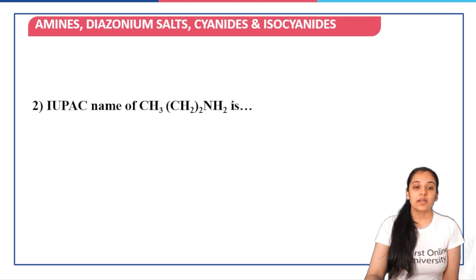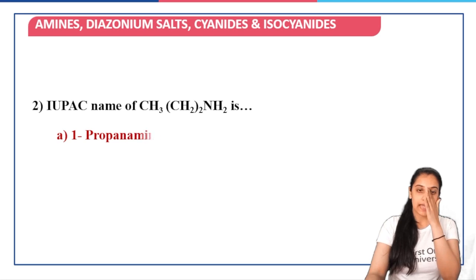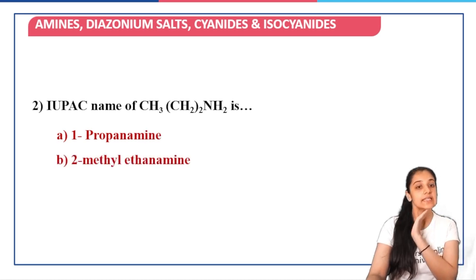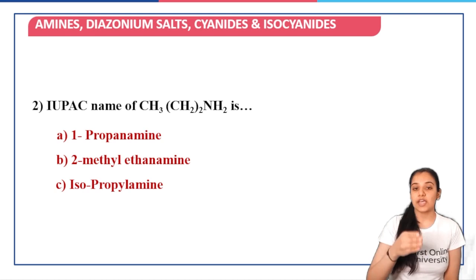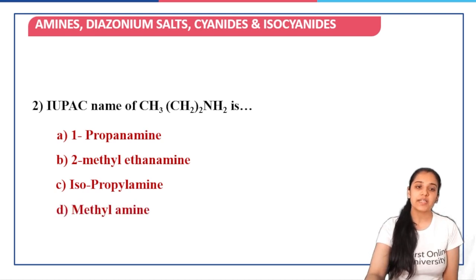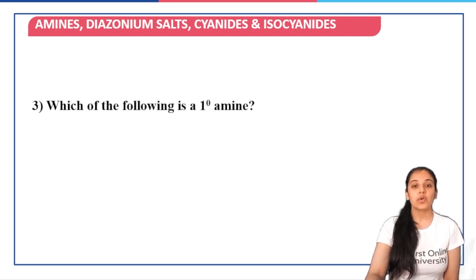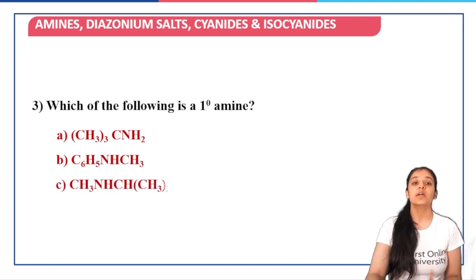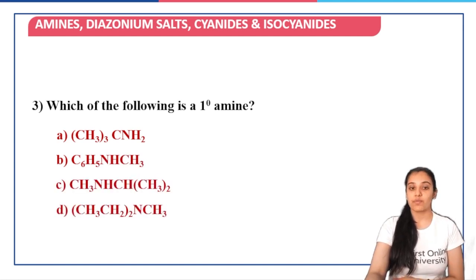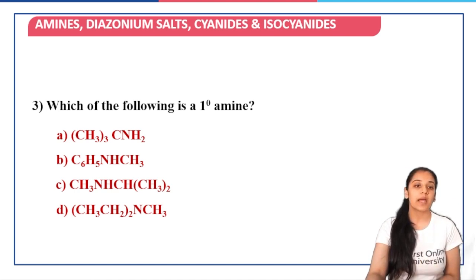Next, you have to tell what the IUPAC name of this particular compound is. Now, if you carefully see, what you have is CH3, CH2, NH2. So this is pretty simple to predict. This is 1-propanamine. That is option A, the right answer. Which of the following is a primary amine? Very simple. What do you have to do? Look at the number of hydrogen atoms that have been replaced. Wherever just one hydrogen atom is replaced and 2 are present, that is going to be a primary amine. We look at the options and find that option A is the right answer for the asked question.